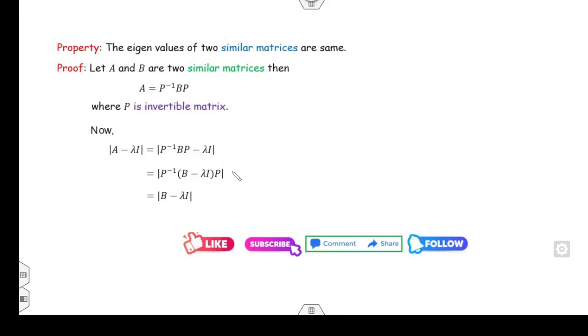Fine. Now if you open this bracket, because of the determinant, I can write the determinant of B minus lambda I times the determinants of P inverse and P, and these two values come to be 1. Fine. So therefore, the determinants of A minus lambda I and B minus lambda I are the same.